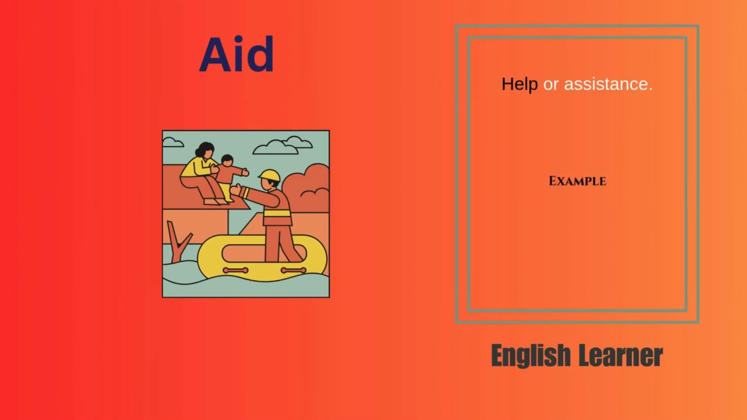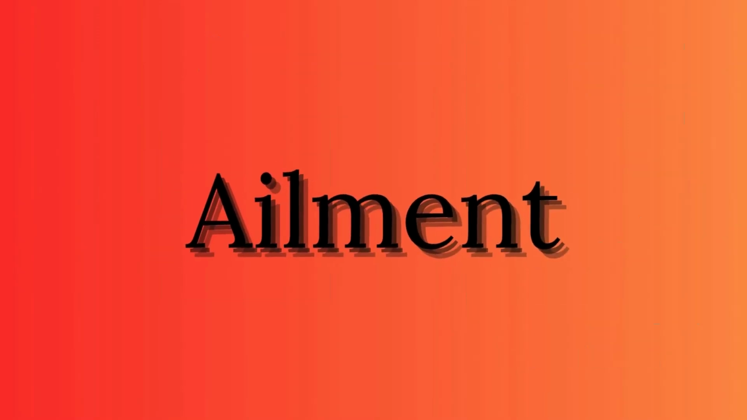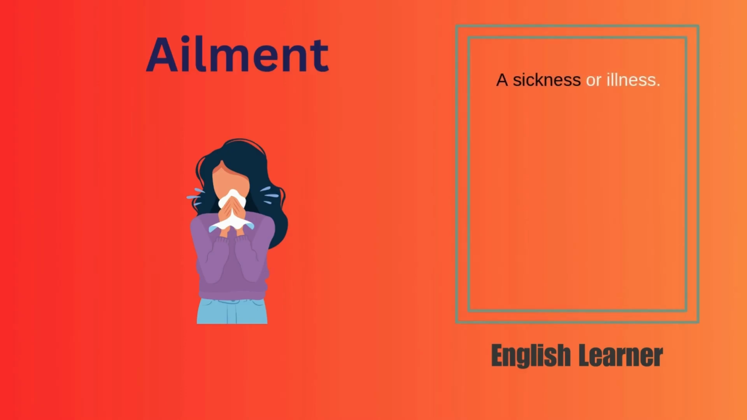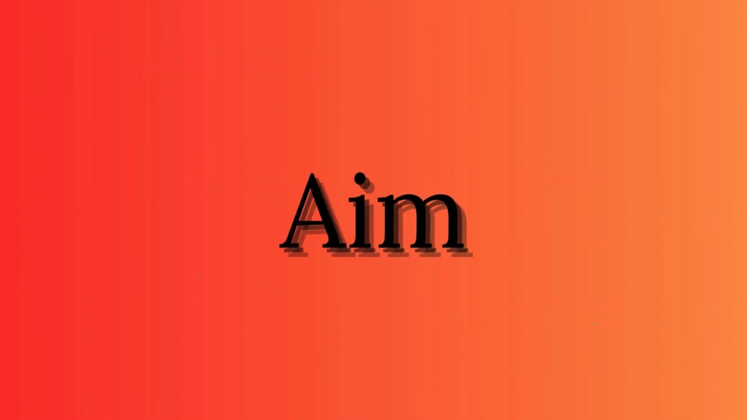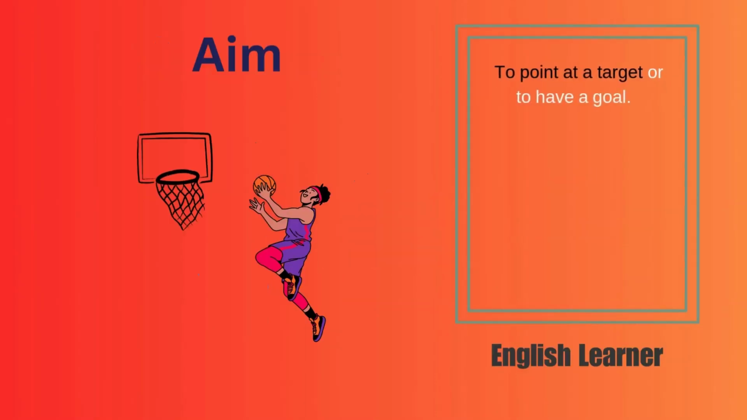Example. They sent aid to people affected by the flood. Ailment. Sickness or illness. Example. She stayed home because of a minor ailment, like a cold. Aim. To point at a target or to have a goal.